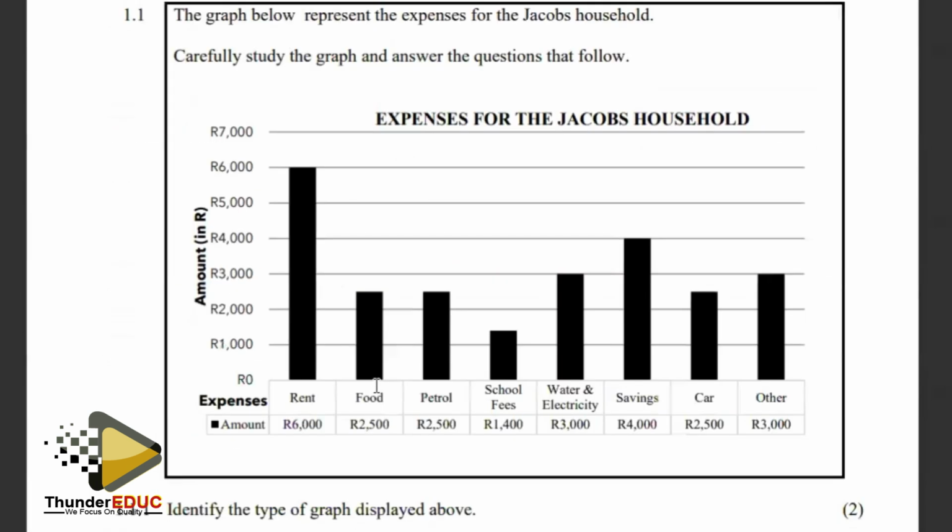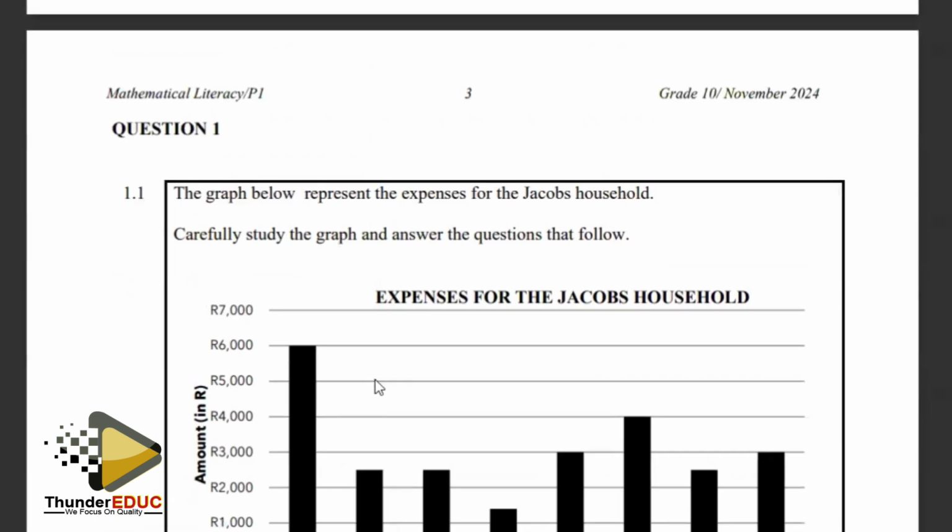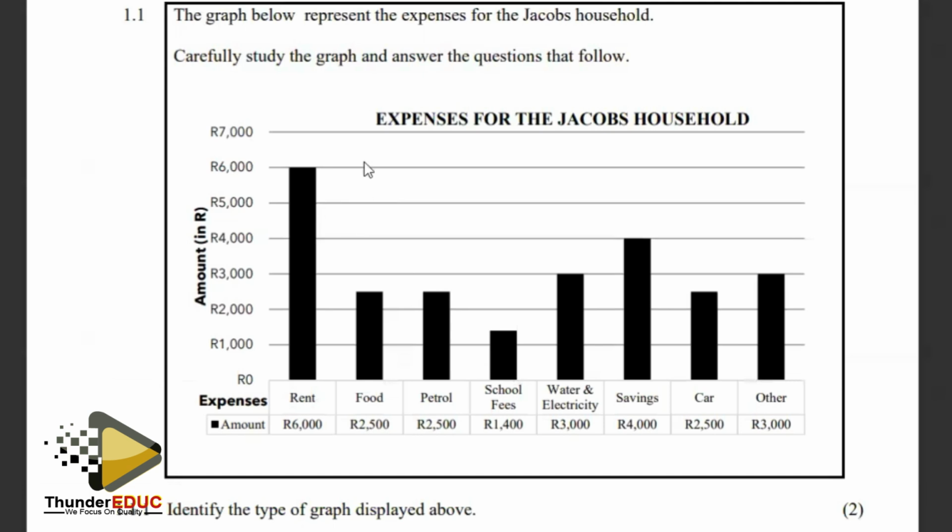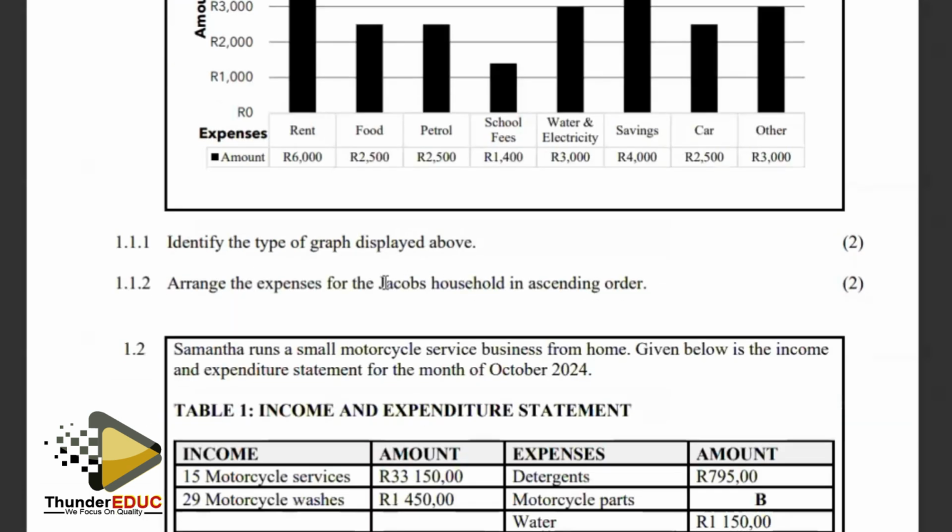We come to question number 1. The graph below represents the expenses for the Jacobs household. Carefully study the graph and answer the questions that follow. The graph looks like that. I believe everyone can see it. The first question: identify the type of graph.